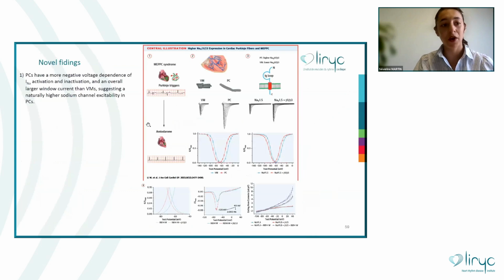So in the discussion, they recapitulate all the novel findings that they present in their article. First of all, Purkinje cells have a more negative voltage dependence of the sodium activation and inactivation parameters, and an overall larger window current than ventricular myocytes, suggesting a naturally higher sodium channel excitability inside Purkinje cells.